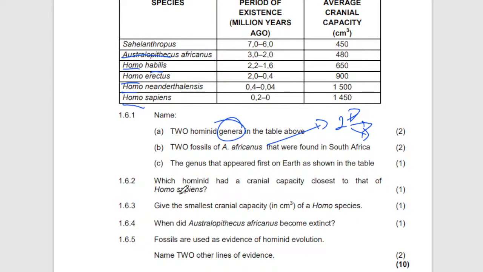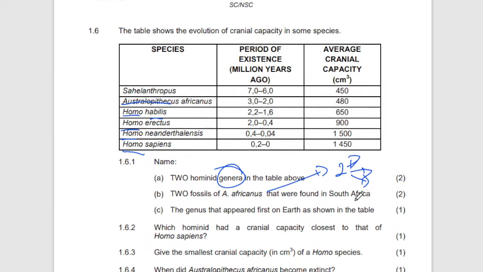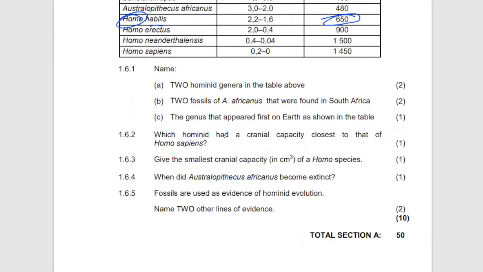They are saying that the cranial capacity gives the smallest cranial capacity of Homo species. You see, sometimes people get lost when they find such a question. They're saying Homo species. They're not saying smallest. So you come here and look for the Homos. This is the Homo habilis. So it means that they are looking for that. They're not talking about the smallest cranial capacity. They're saying the smallest in Homo species.